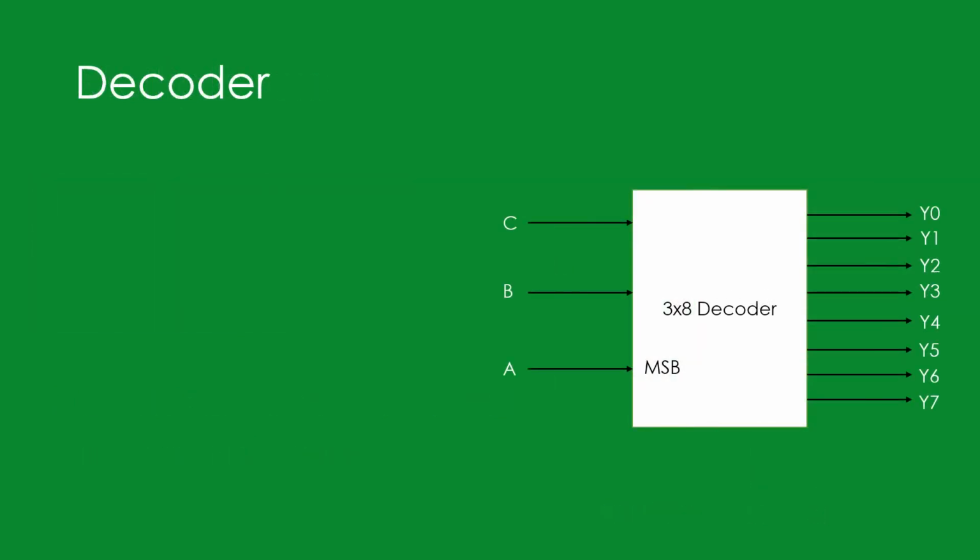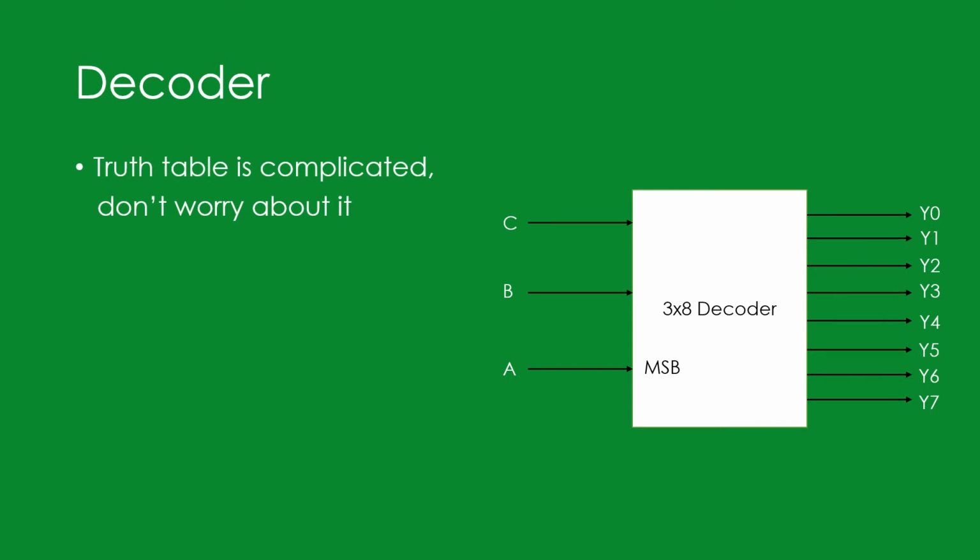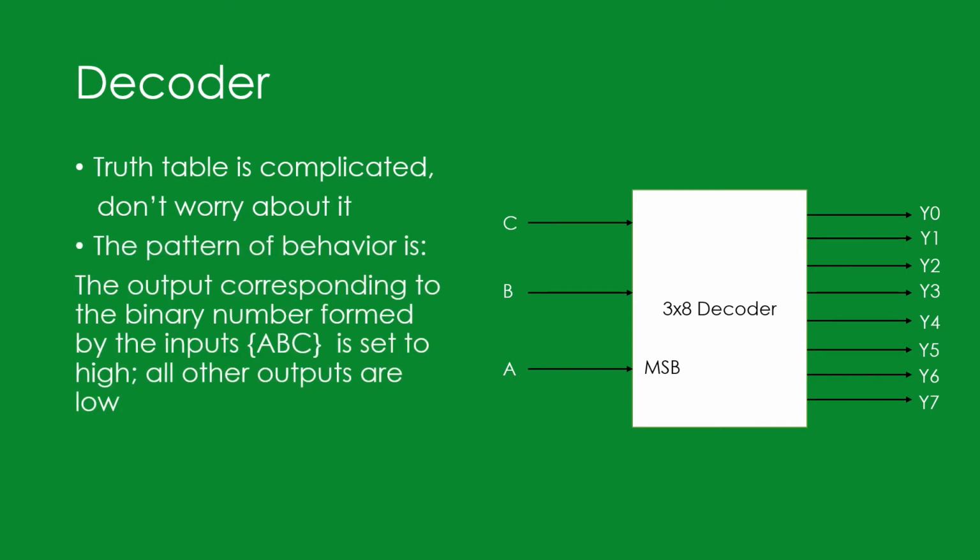The decoder truth table isn't so straightforward, so I won't list the whole thing out. What's more important is knowing its function qualitatively. The decoder reads the inputs as a single binary number, with A, B, C, etc. making up the digits. Whatever that number spells corresponds to one of the outputs. That output is set to high, while all others are set to low.